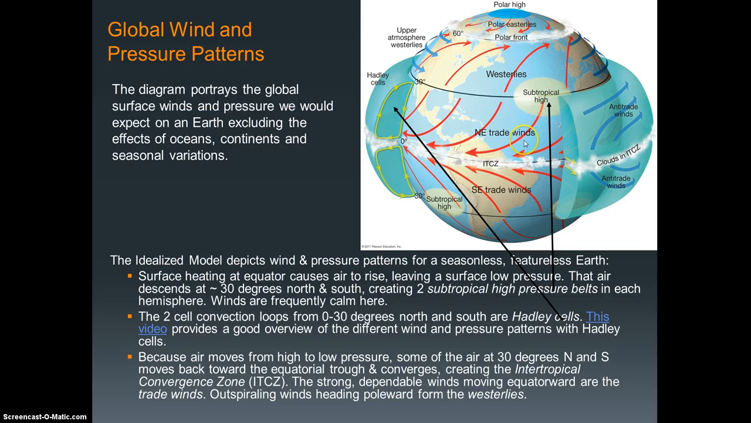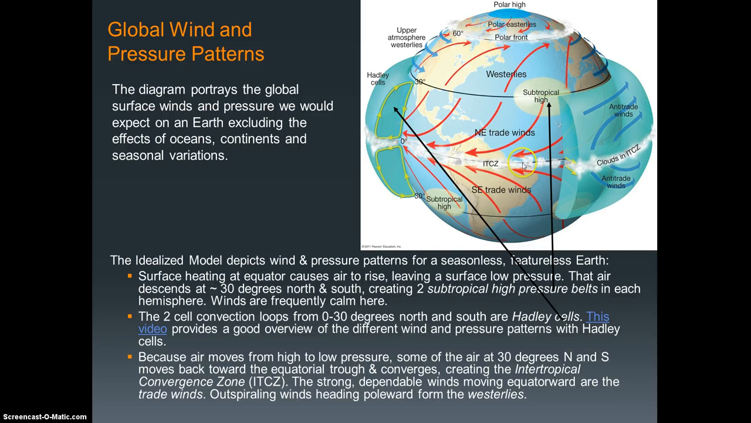It's where the northeast trade winds that are coming out of the subtropical high and the southeast trade winds that are coming out of the subtropical high meet. Remember, the winds are named from the direction that they come. So these winds are coming out of the southeast. These winds are coming out of the northeast. And where those two converge is your intertropical convergence zone.